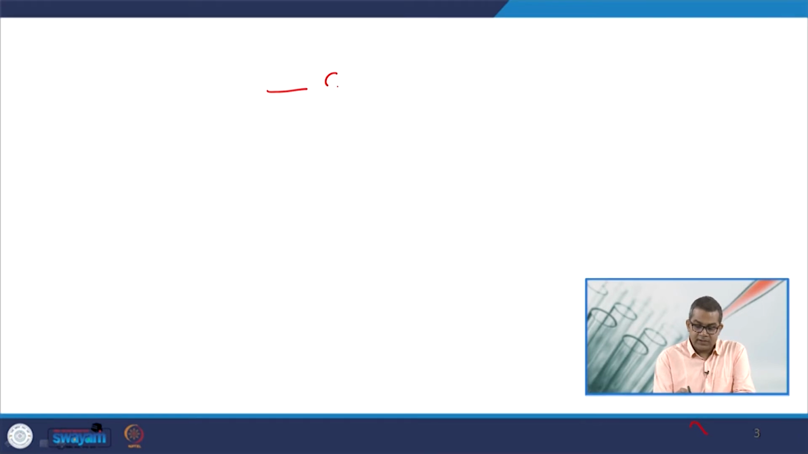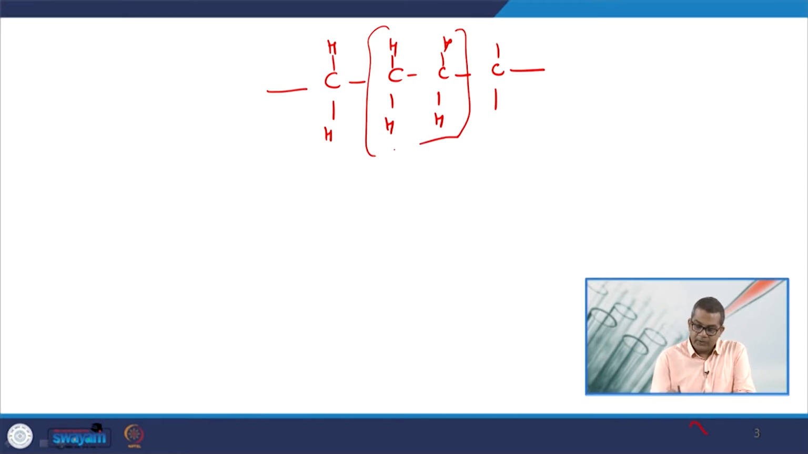You can see that this is your polyethylene structure. Now, here this is the repeating unit. In this repeating unit there are different types of bonds: here you have the carbon-carbon bond, here you have carbon-hydrogen, and then again a carbon-carbon one. So, this is your repeating unit.